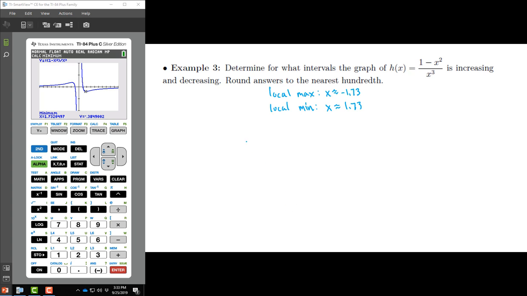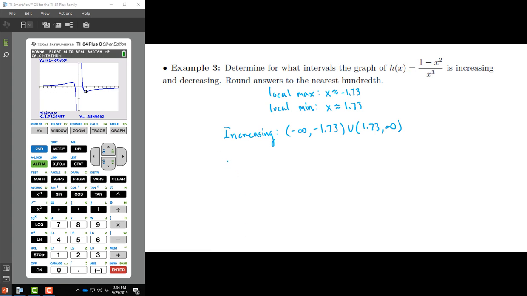All right, so when I write out my intervals, I am increasing. Well, I'm clearly increasing from negative infinity up to that local max of negative 1.73. Okay? And then I'm increasing again from that local min of 1.73 up to infinity, right? Because definitely getting bigger there, just as over here I was getting bigger.